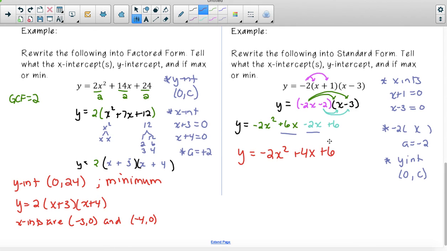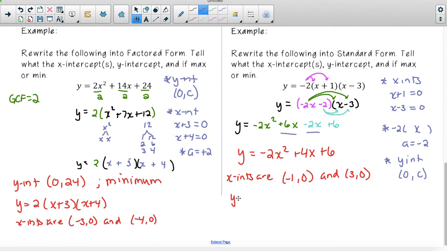Now that it is in standard form, we can find our y-intercept from our c value. So our x-intercepts came from the factored form of the original, when we had x plus 1 equals 0. So our first x-intercept is at negative 1 comma 0, because we subtract the 1. And the second x-intercept is at positive 3 comma 0, because we have to add 3 to get the x by itself to find the solution.